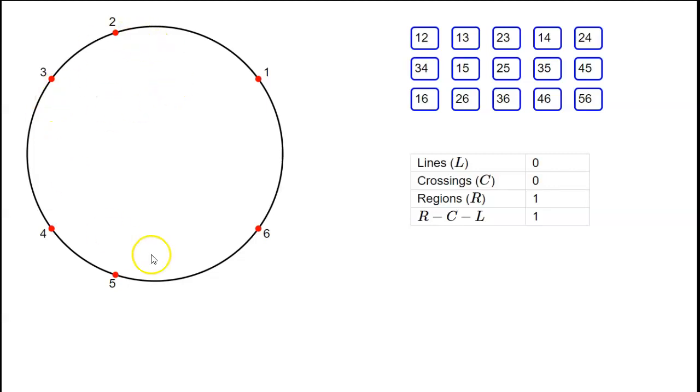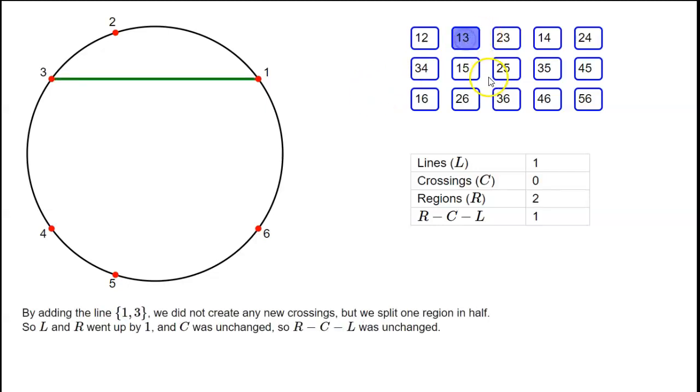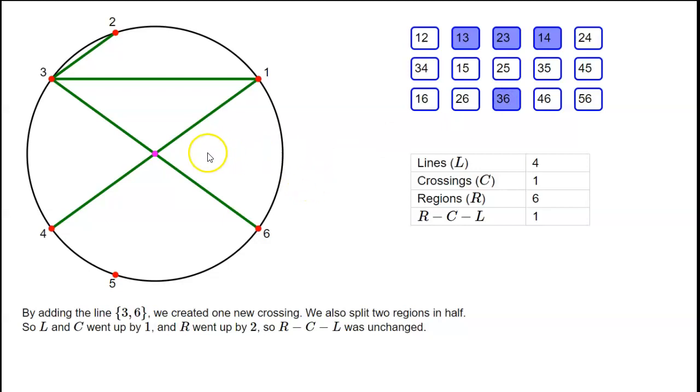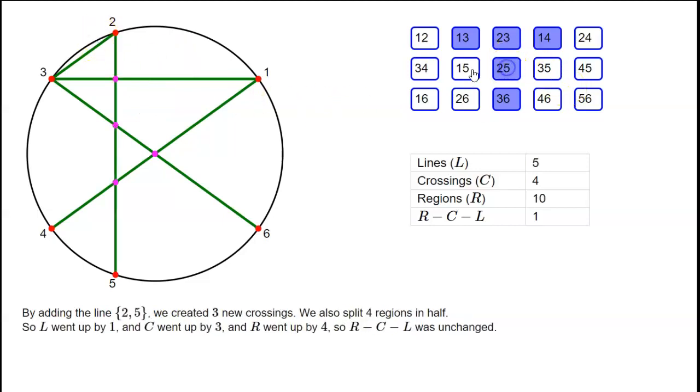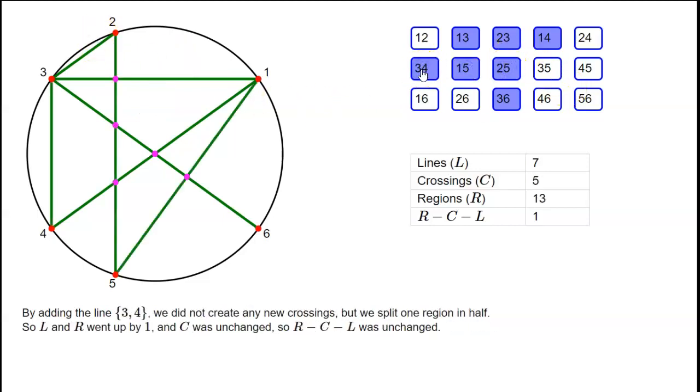Okay, so here we've got a circle with 6 points marked around the edge. And what we're going to do is add some lines across the circle like this. As we add lines to the circle, we subdivide it into various different regions. And as we add more and more lines, we get more and more regions. So the question is, once we've added all the possible lines, how many regions do we get?